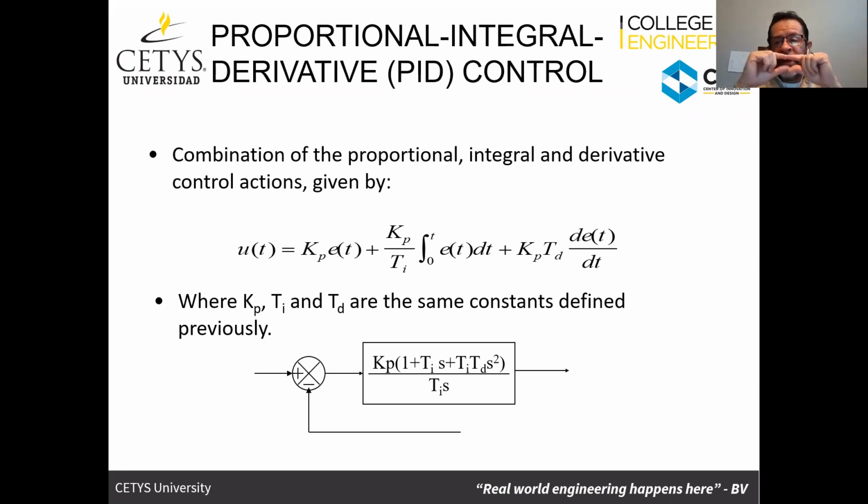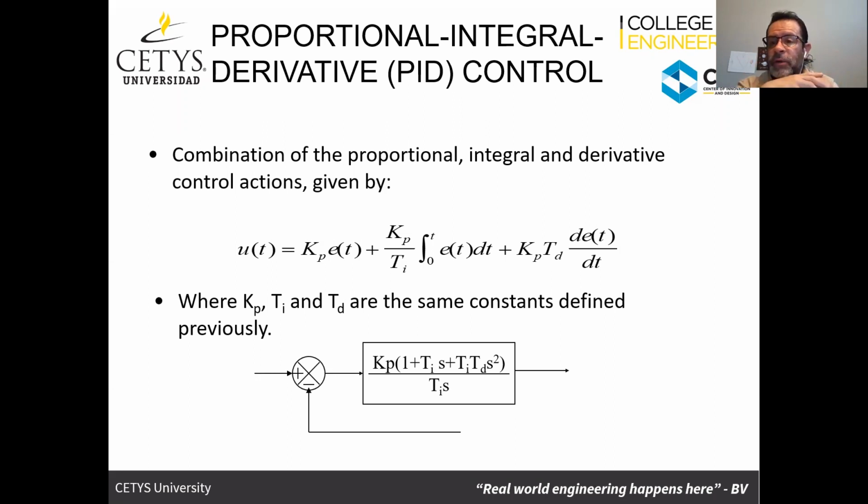And then we've got the derivative action. The derivative action occurs when we are looking at the rate of change of the error, meaning how rapidly the error is increasing or decreasing. And so for the transient response, where we've got an overshoot, we're going to have a rate of change of the error, which is basically how fast the error is increasing or decreasing. And so the control action is going to be proportional to that.